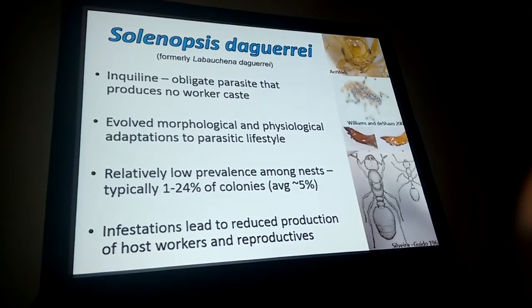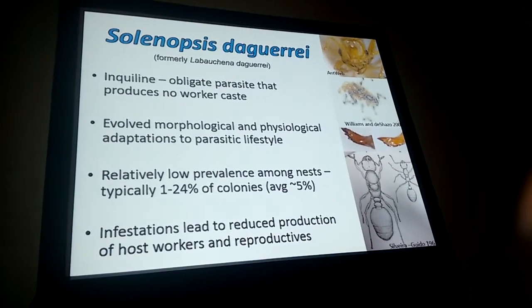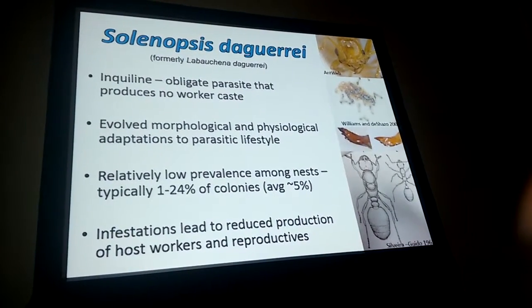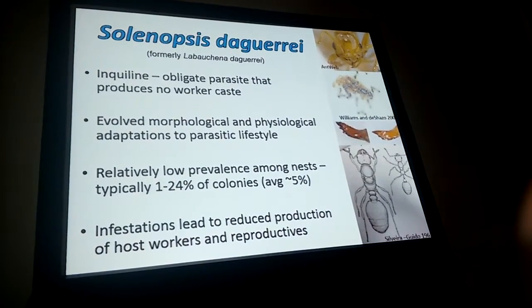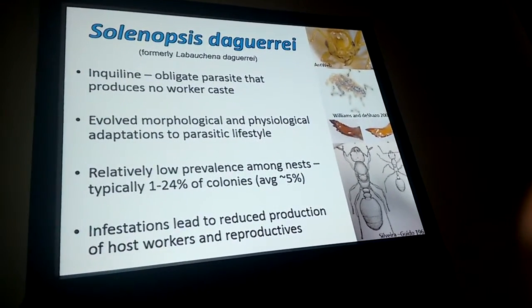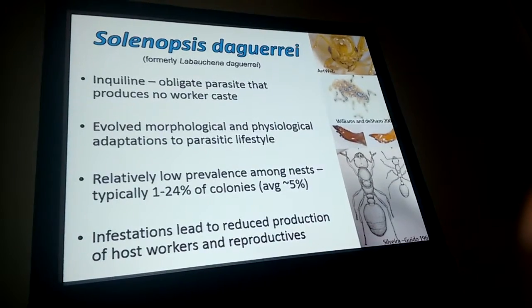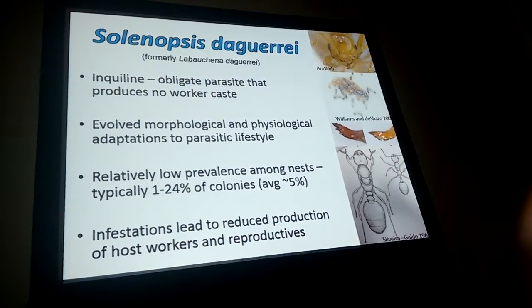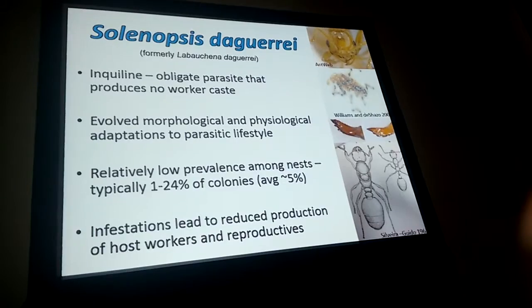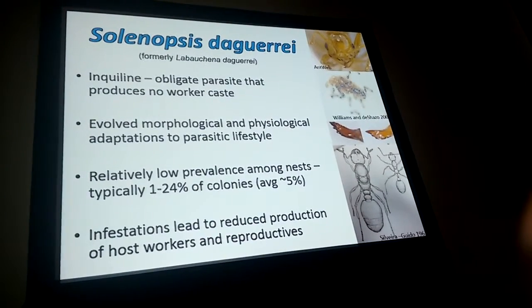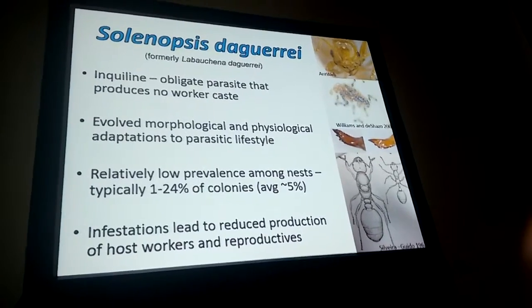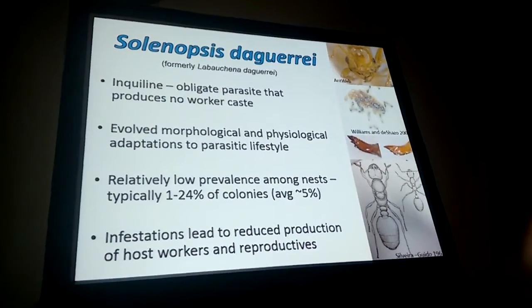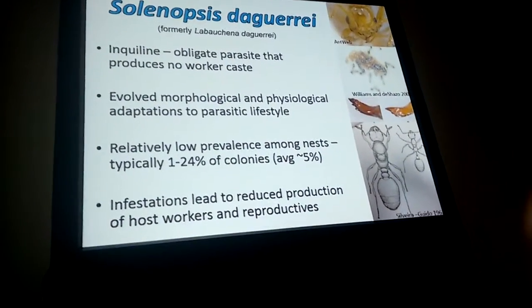If you look in the field, they're, like I said, quite rare. So 1 to 24% of the colonies are actually parasitized where they're found. And on average, it's only about 5% of the nests that you'll find out in the field that have a social parasite infestation. But when they do infest the nest, they can be quite damaging. They'll dramatically reduce the production of the host's workers and reproductives, and eventually this can lead to the collapse of the host colony.